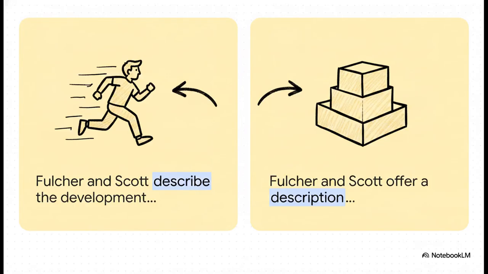Now, you might be wondering, why does all this grammatical shape-shifting actually matter in the real world? Well, let's compare 2 sentences. In the first example, we use the active verb. Fulcher and Scott describe the development. But in the second one, we shift to the noun form. Fulcher and Scott offer a description of the development. Just shifting from that active verb to the noun completely transforms your entire sentence structure. And that gives you the ultimate flexibility to avoid repetition, beautifully paraphrase your sources, and express your exact ideas with total precision. It's a real game changer for your writing.